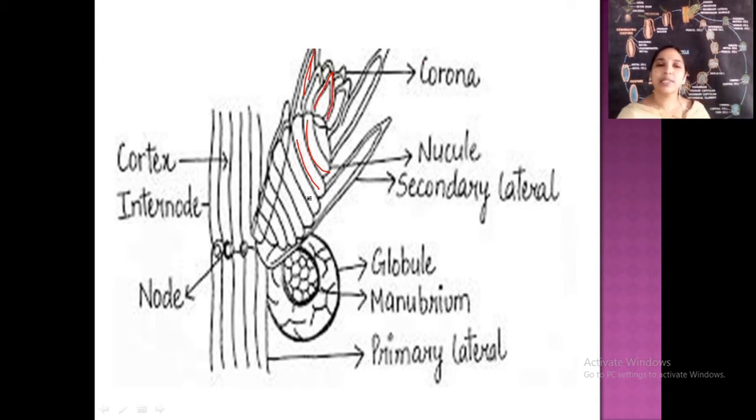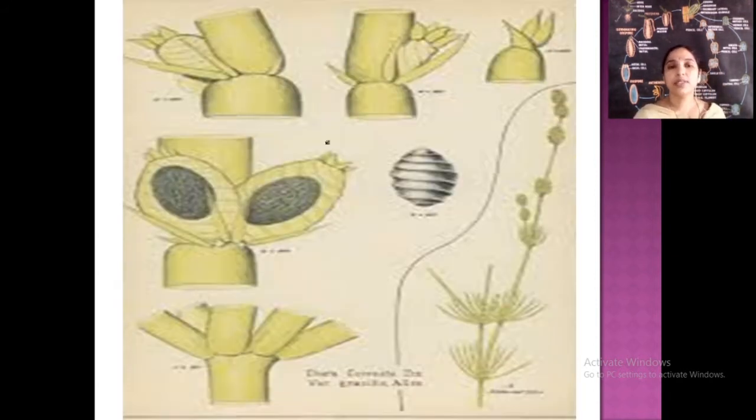At the center, inside this, you can see one nucleus also, that we cannot see, that is present inside. That is the structure of the nucule. Clear? See, this is an advanced structure, the nucule and globule present here.